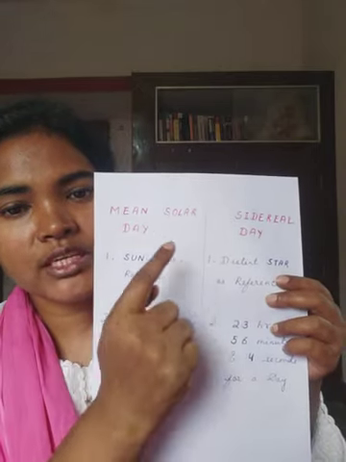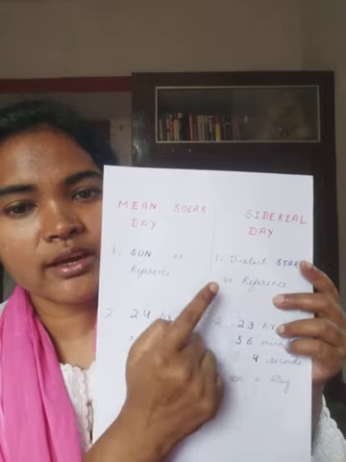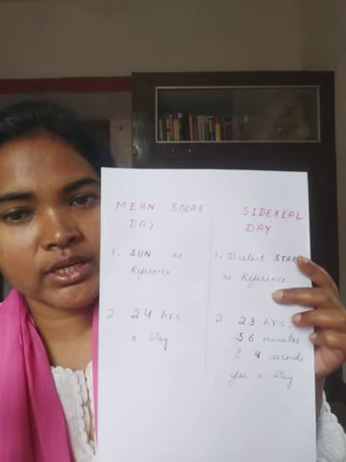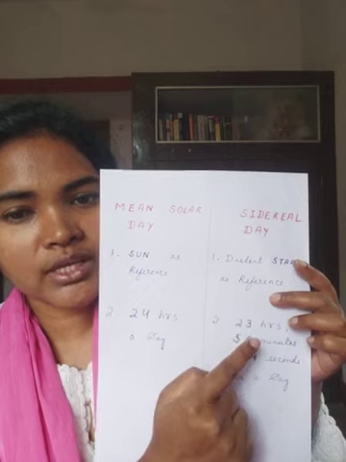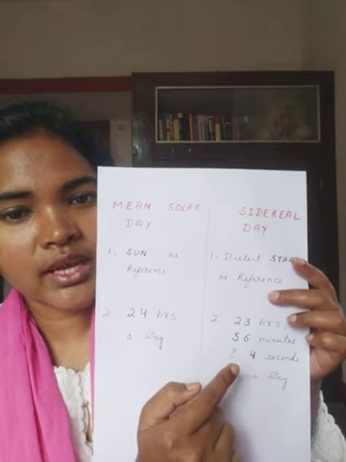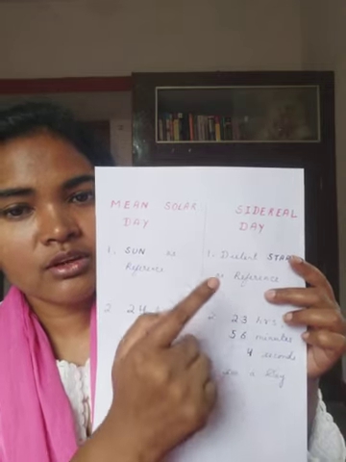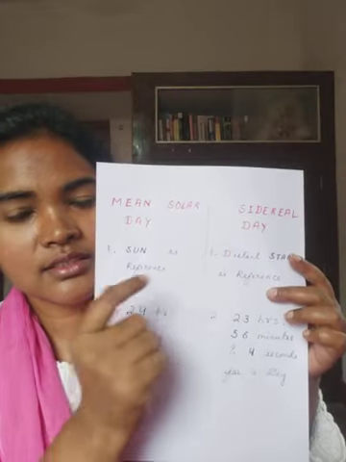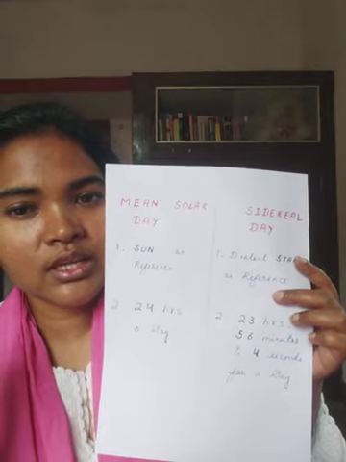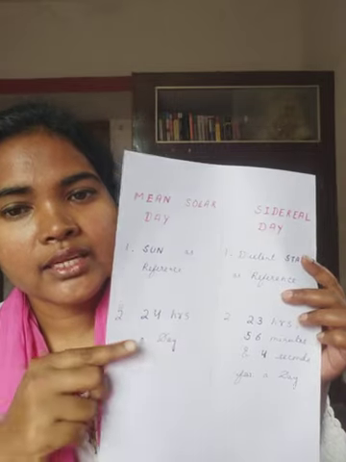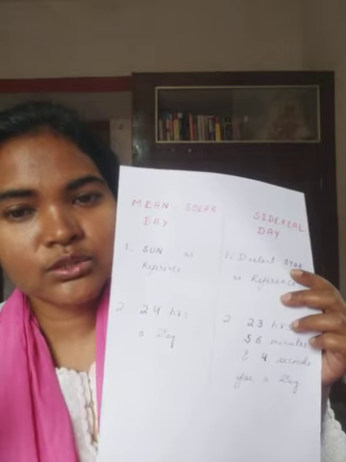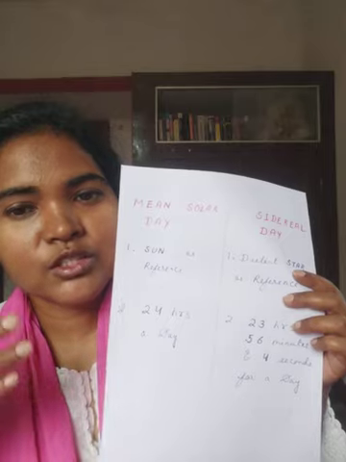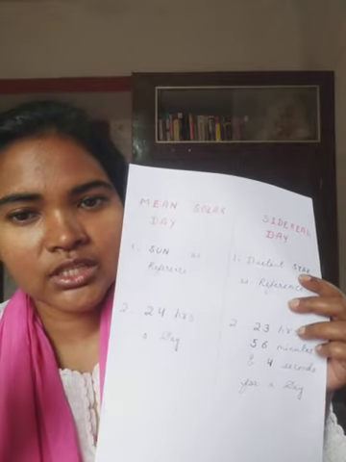But if we keep a distant star to be our reference, it takes 4 minutes less, that is 23 hours, 56 minutes and 4 seconds, which is known as sidereal day. This time is useful to the astronomers to keep time and to point their telescopes in the sky irrespective of the Earth's position in its orbit.